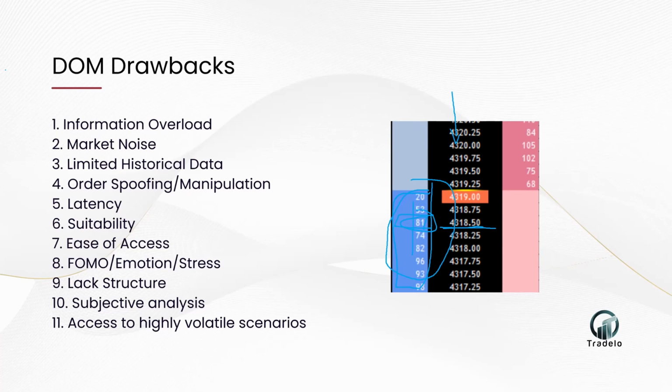And then finally, access to highly volatile scenarios. In other words, when you've got the DOM, when things move around, when it's FOMC, when it's a Fed meeting, when it's NFP, when it's oil inventory data, guess what? You've got access to some of the most volatile scenarios in the market. What that also means is you've got access to losing a significant amount of money very quickly. So it's a drawback.